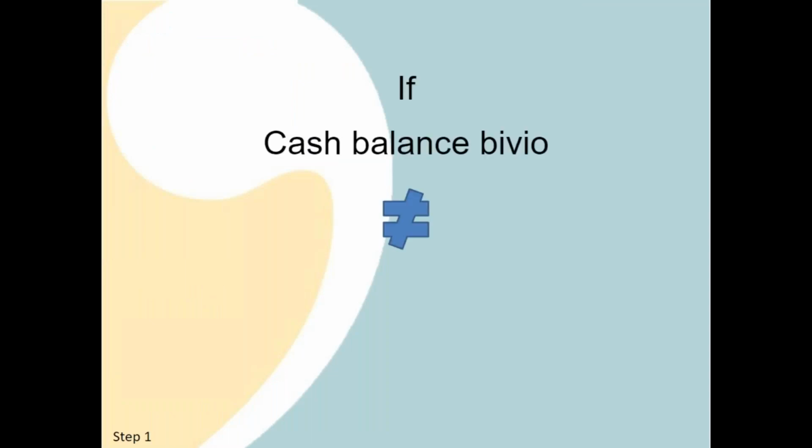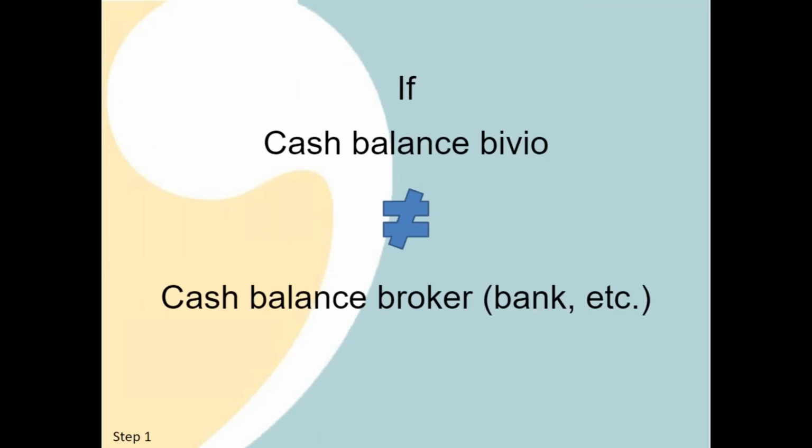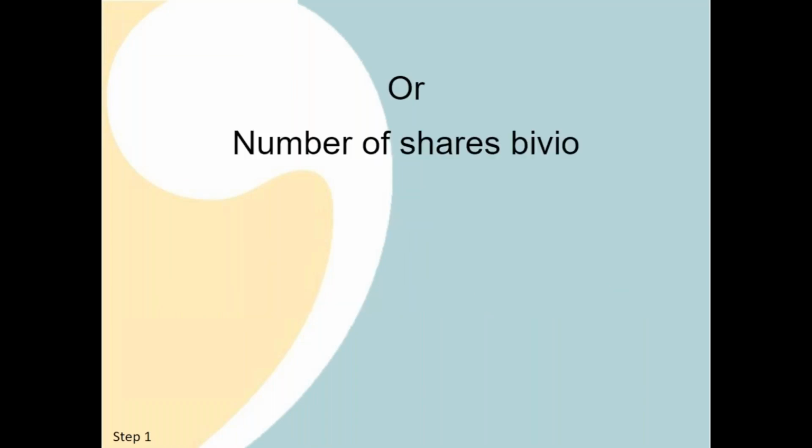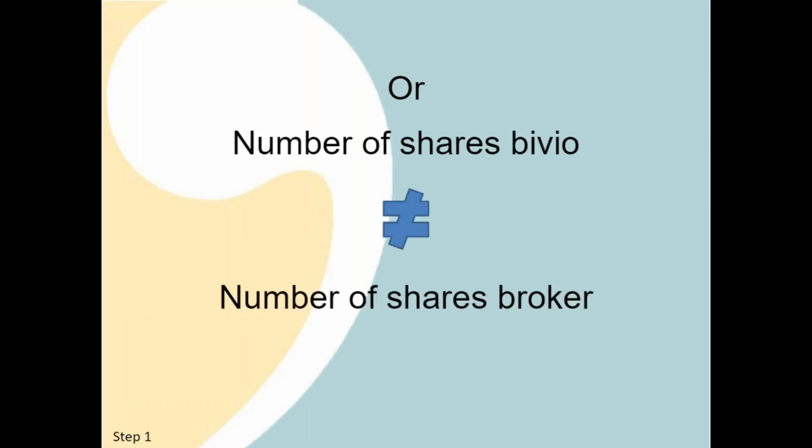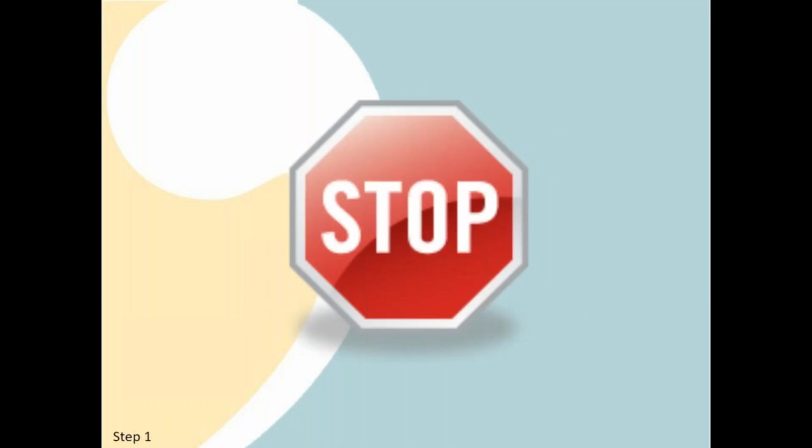It is a critical point. If the cash balances in bivio do not agree with the cash balances shown on your financial institution statements, and you don't have a valid reason, such as an outstanding check, or the number of shares of stock shown in bivio does not agree with the number of shares shown by the broker, you need to go no further. You need to stop and find and fix the problem. Your taxes will be prepared using your bivio accounting information. There is no point in going any further if it is not correct.